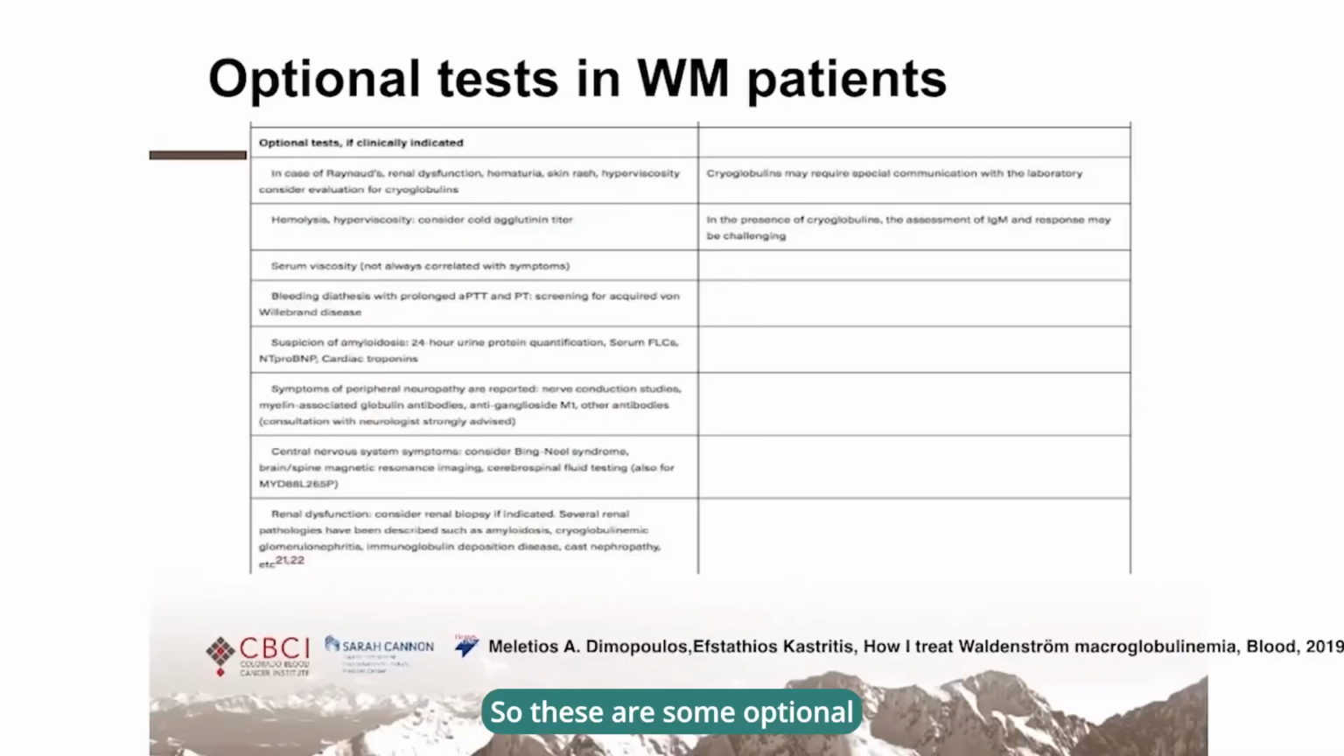So these are some optional tests here in Waldenstrom's that we do based on what we learn from sometimes laboratory testing, or mostly from talking to our patient. Sometimes we see something called Raynaud's disease or hyperviscosity. Sometimes we have to do special coagulation tests if patients are having excessive bleeding or problems with nosebleeds, for example. And if anybody has any unusual neurologic symptoms, we need to keep IgM neuropathy in the differential, that is in our minds, and usually involve an experienced neurologist.